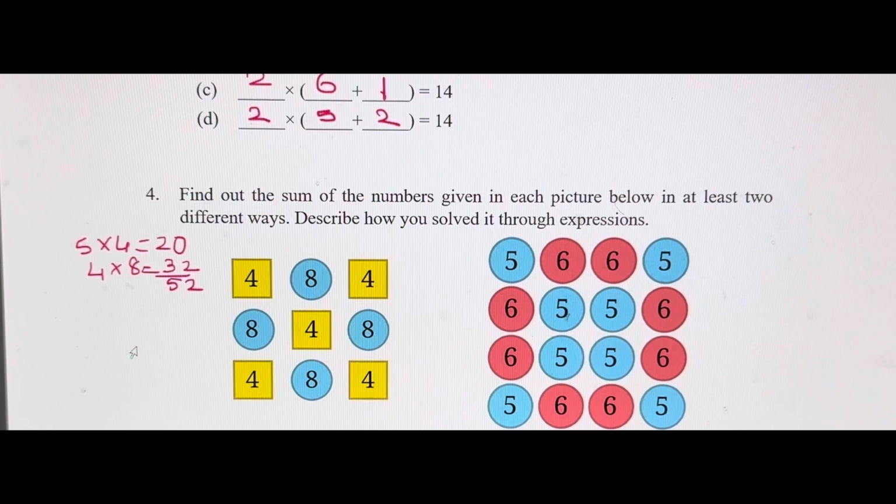This is one way. Now, in this, we have written 5 into 4 and 4 into 8. What is common is 4. So what is the other way? 4 is common in both.